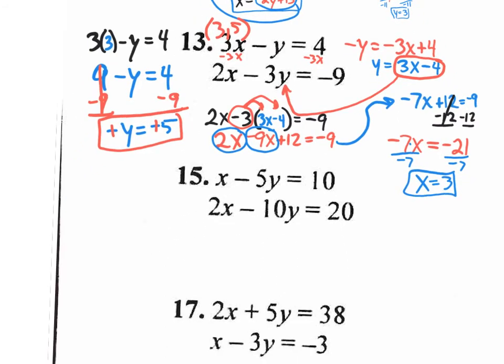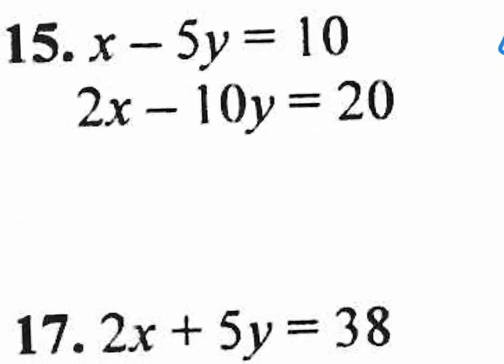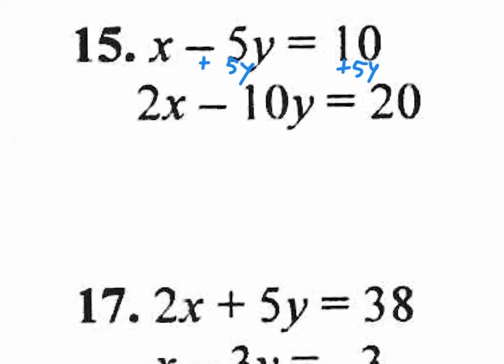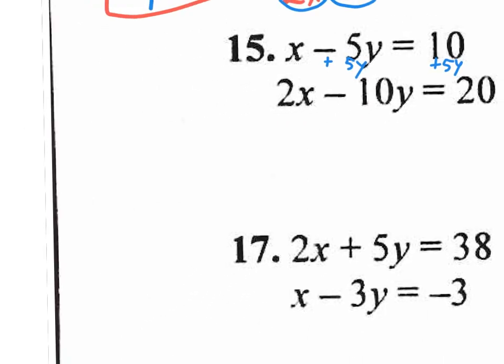I apologize, this is a long video. Number 15, I want to pick an equation and get a variable by itself. I'm going to pick the top equation and I'm going to get x by itself. How do I do that? By simply adding 5y to both sides. So when I do that, my new top equation, since I'm running out of space here, I'm going to write to the side. My top equation will read x equals 10 plus 5y, but I'm going to write it as 5y plus 10. That's my new top equation, right? I added 5y, it's 5y plus 10.